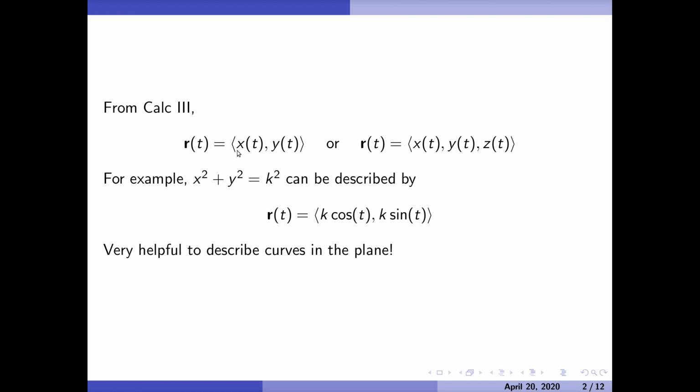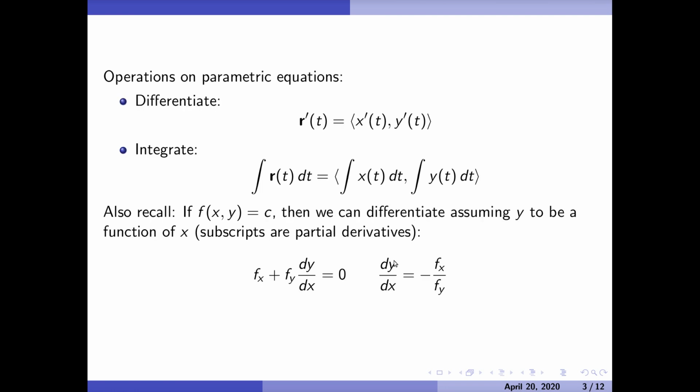Okay, the problem is that mathematicians don't typically use angle brackets for vectors. So later on we're going to change notation a little bit to make it more standard. But I did want to mention that it is possible to differentiate a parametric set of equations. So r prime is x prime, y prime. You could also integrate, and so that's just being done component-wise.